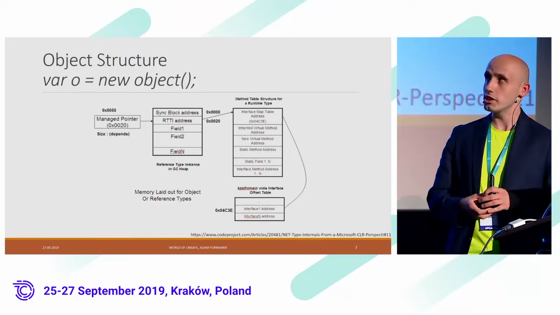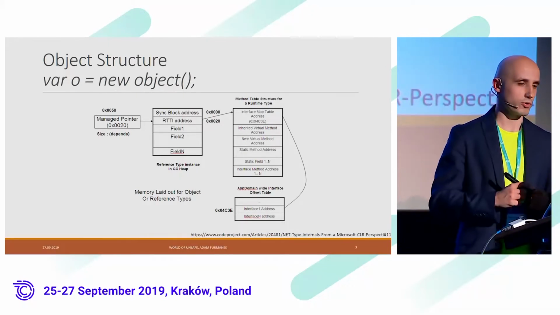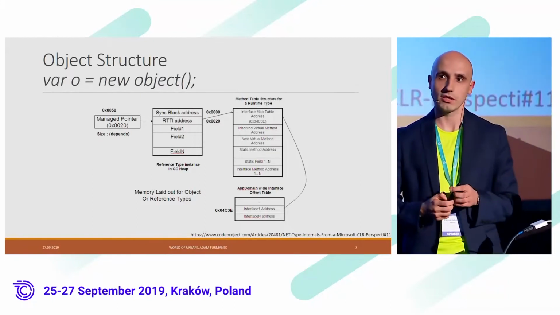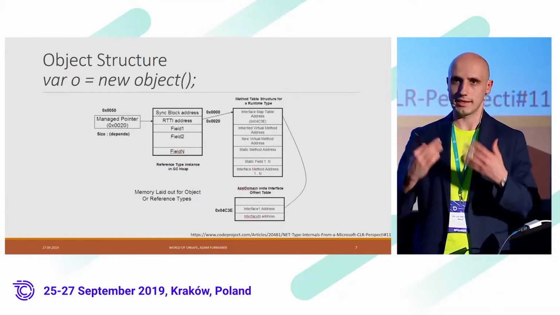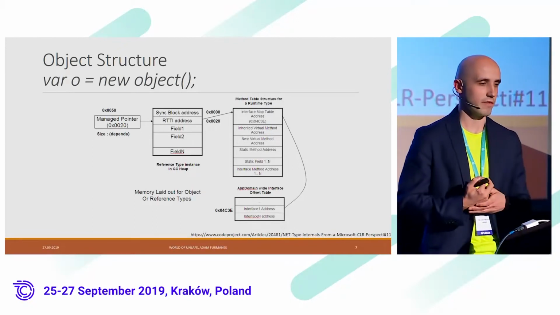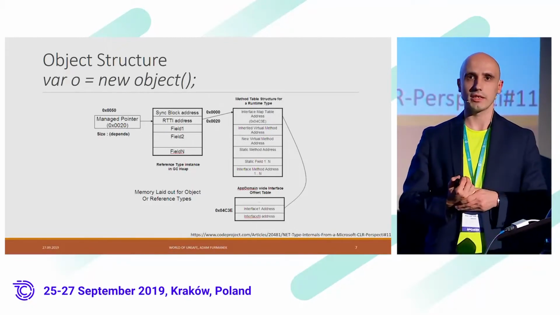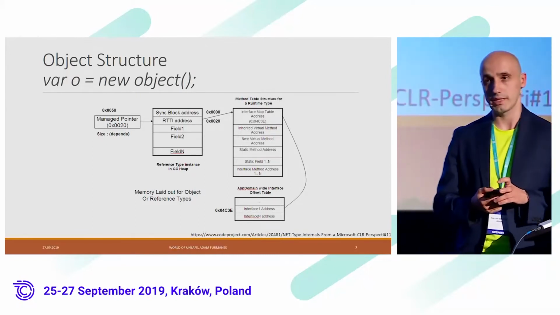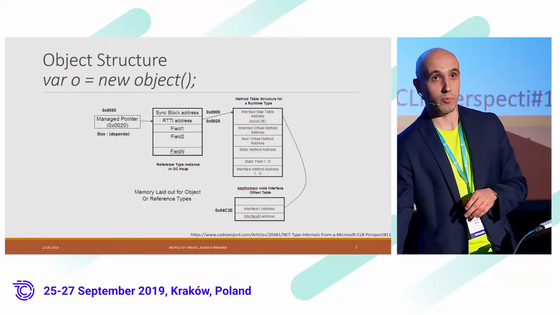So what the object is in this line, var o equals new object, is actually the right side of this equation. So this new object is the object. This is the thing which is actually allocated on the heap or wherever else. What is on the left side, this var o, is merely a reference, which under the hood is basically more or less a typical pointer.